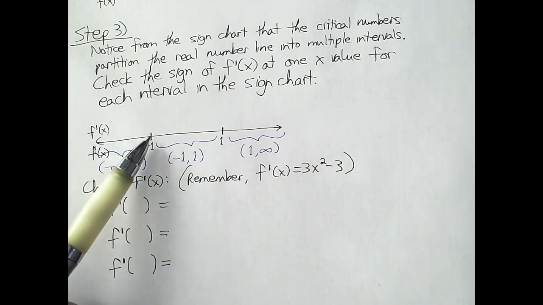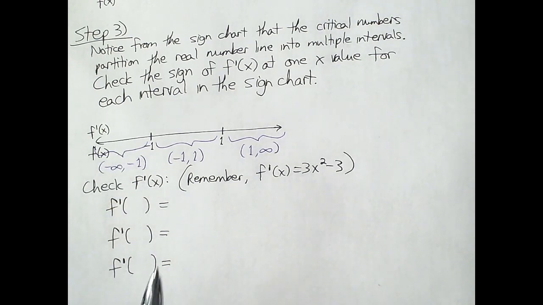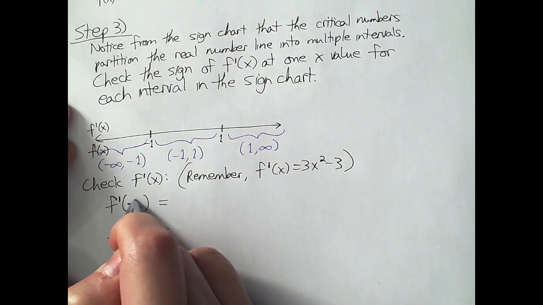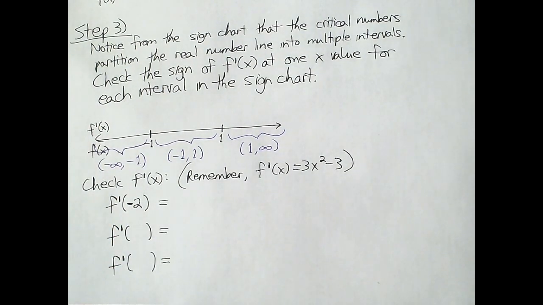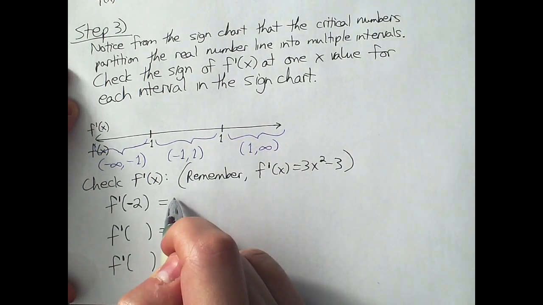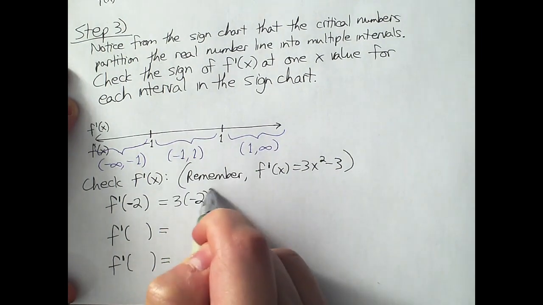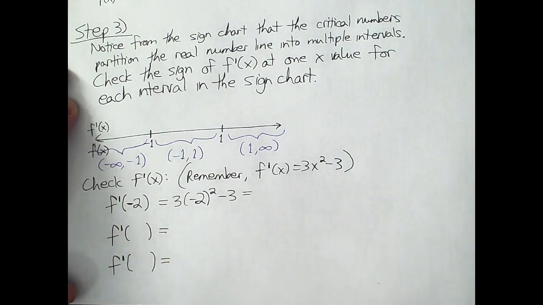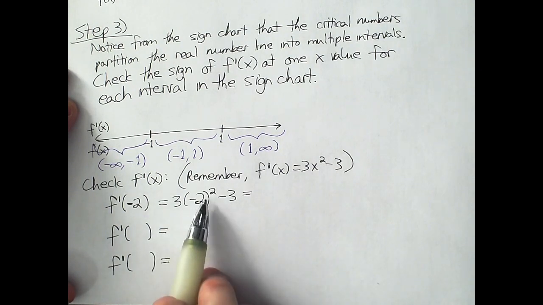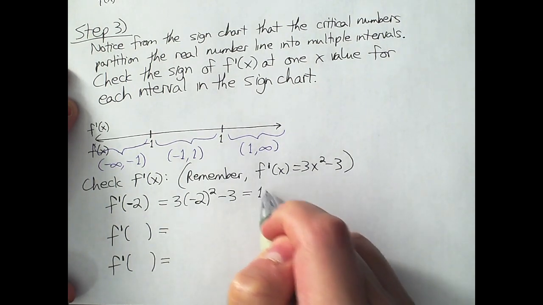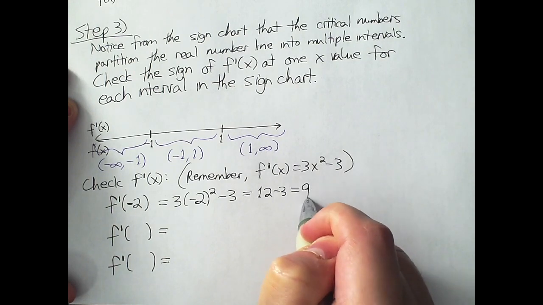Look at the number line. It's everything less than -1. So pick any number you want in this interval as long as it's less than -1. I think that you can try to find integers. They're going to be easier to work with. I decided to check -2. I thought that would be the easiest thing to check. And we put that into f prime, so we do 3 times -2 squared minus 3. That's going to be 3 times 4 minus 3, so 12 minus 3 is 9.